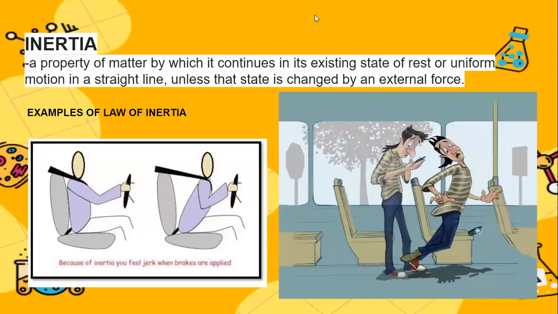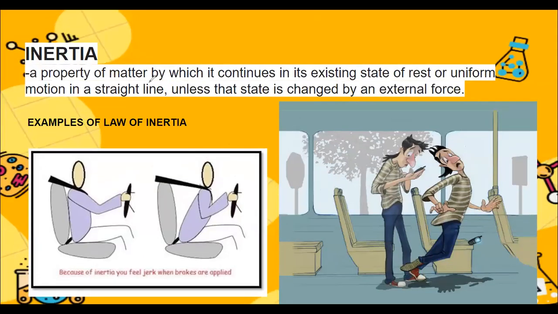So what is inertia? Inertia is a property of matter by which it continues in its existing state of rest or uniform motion in a straight line unless that state is changed by an external force. So look at the examples of our law of inertia.